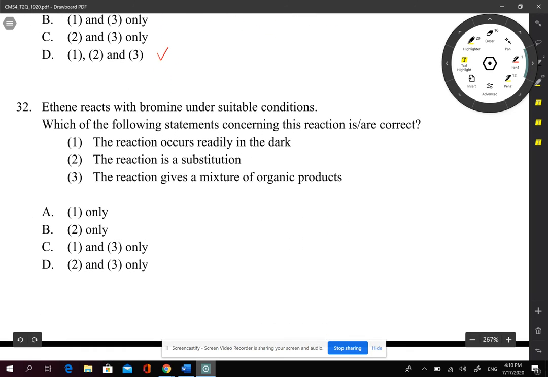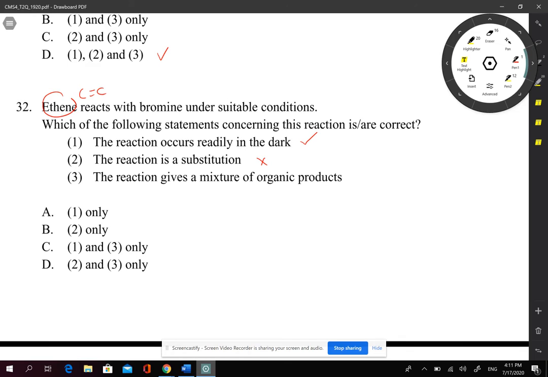Okay, question number 32. It is talking about ethene, which means it has a double bond. And for a double bond, the reaction is usually addition. So the second statement must not be correct. And the addition reaction does not require light. The first statement is correct.